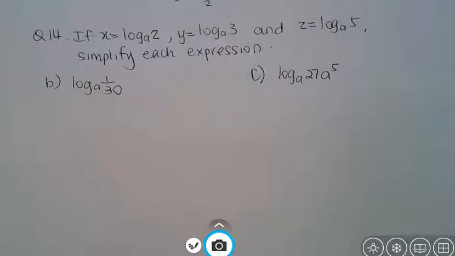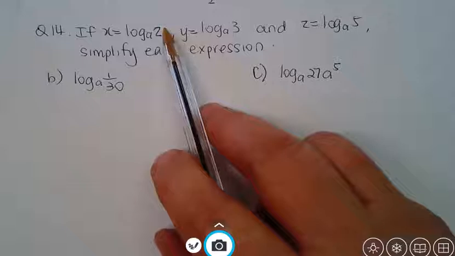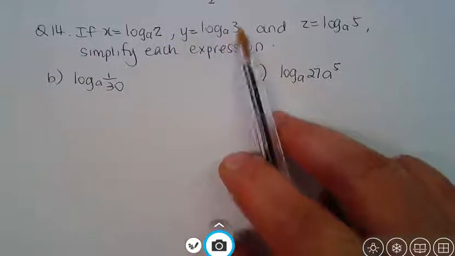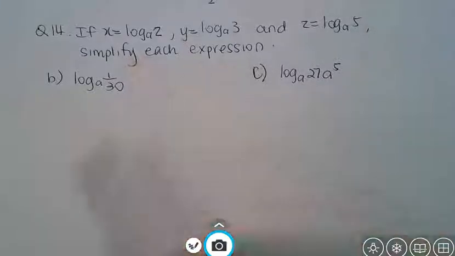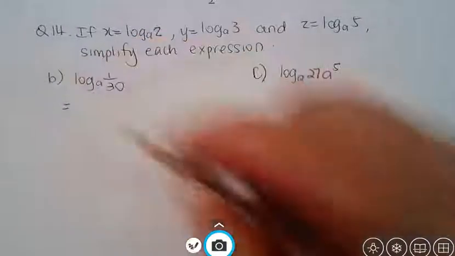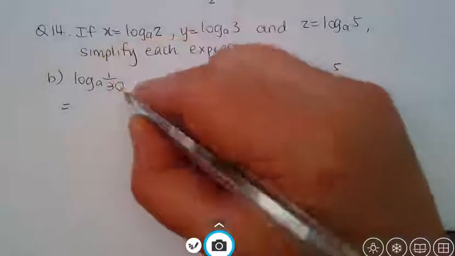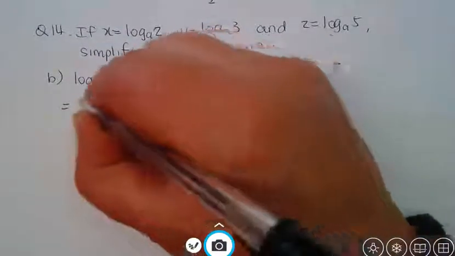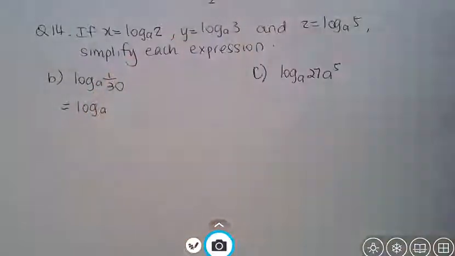14, and these might be a bit challenging. Now, if x equals log to the base a of 2, and y equals log to the base a of 3, and z equals log to the base a of 5, we have to simplify each expression, and the first one is log to the base a of 1 on 30. Now, let's write this with a negative power to start with.